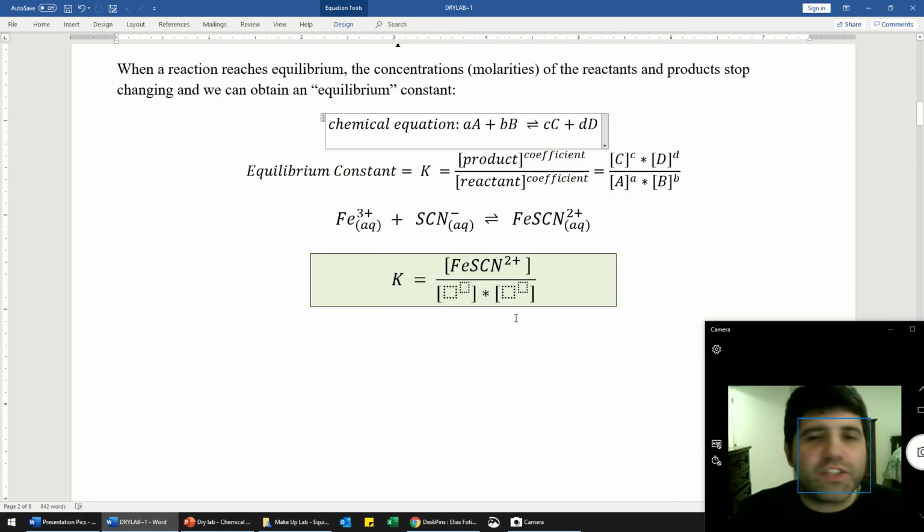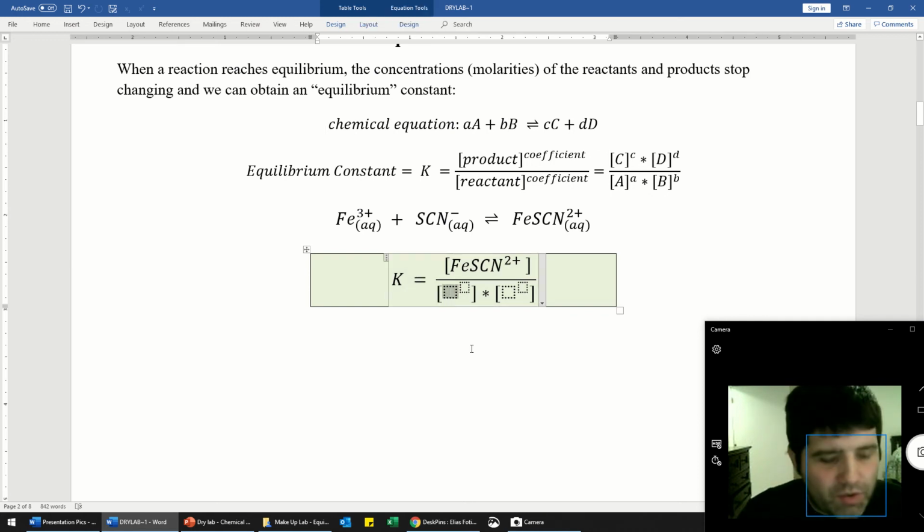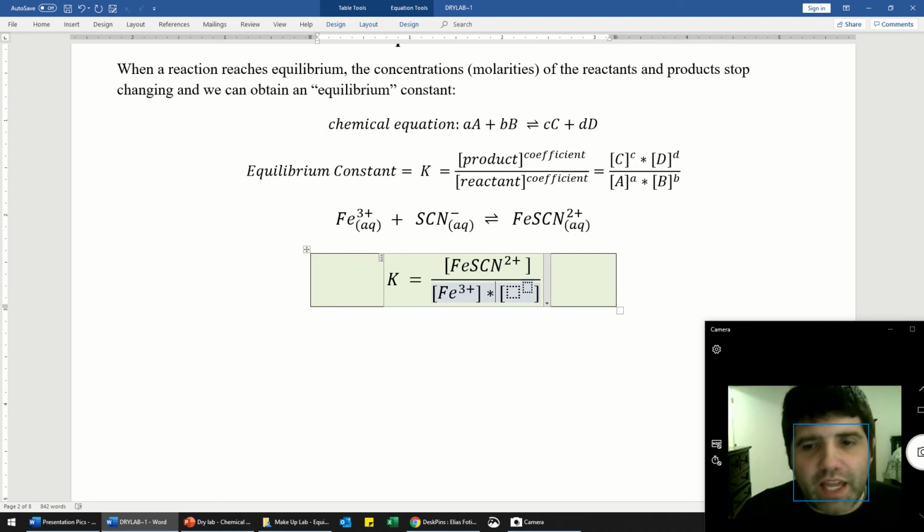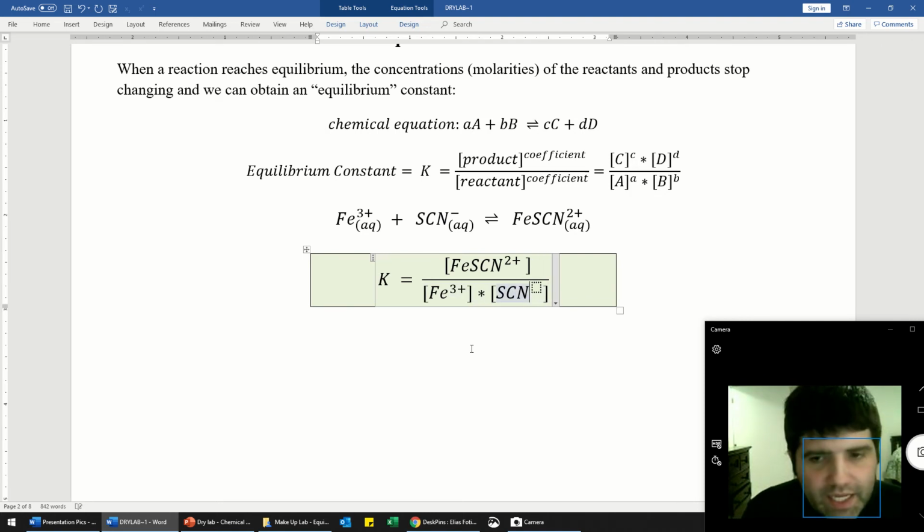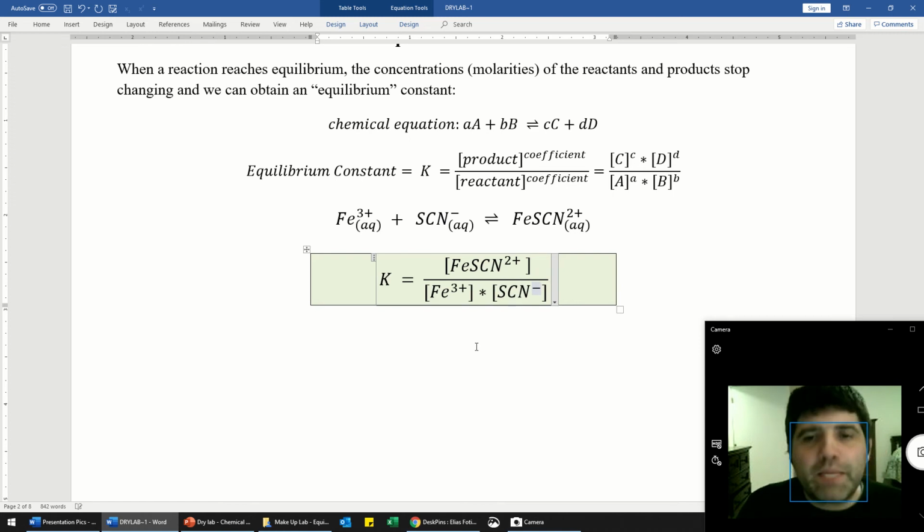So all we're going to do is just set it up. That's all. We'll talk about calculating it a little bit later. So on the top, we have a product. So there's our product, FeSCN2+. We have brackets meaning concentration. And then we have two reactants. So we have Fe3+, and then we have SCN-. And because everything has a coefficient of 1, that just means that we don't need to put an exponent up there. They're all exponents of 1. So that's how you set it up. This is known as an equilibrium constant expression, an equation.